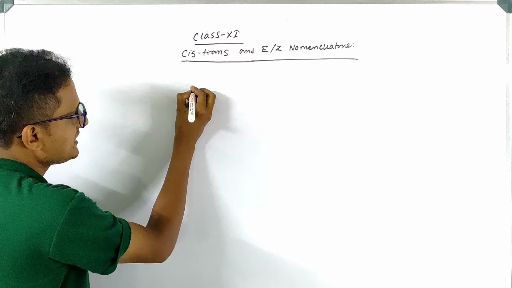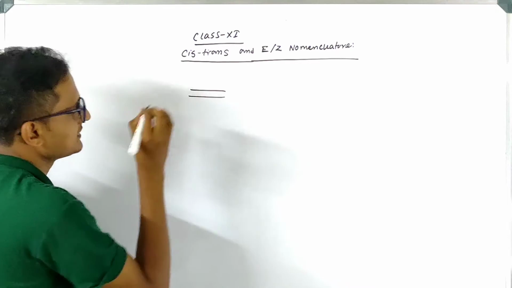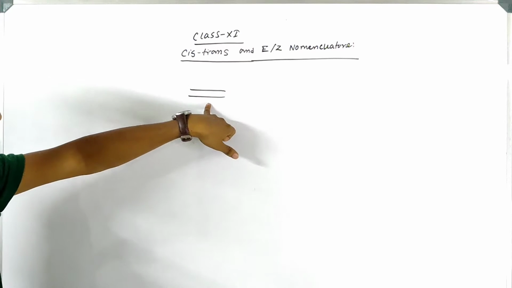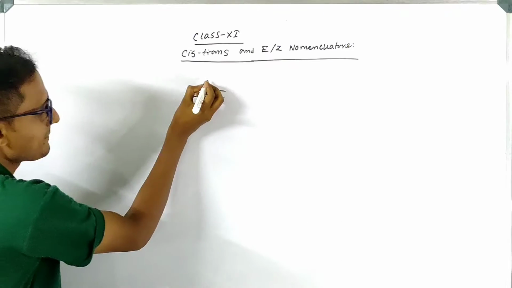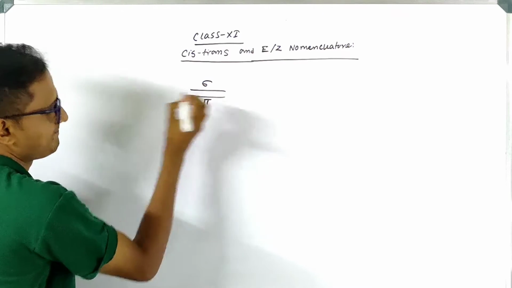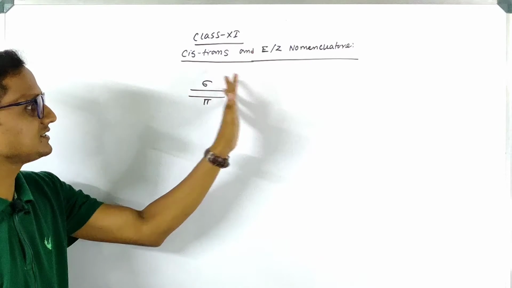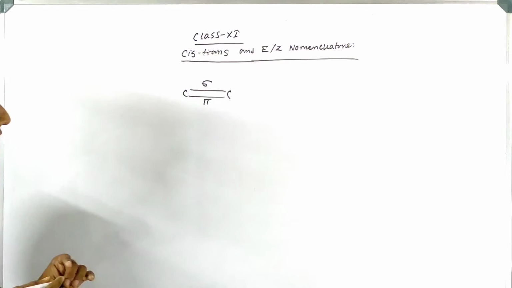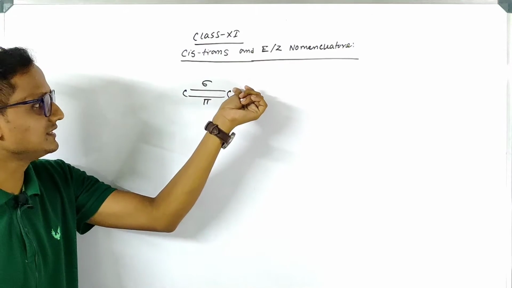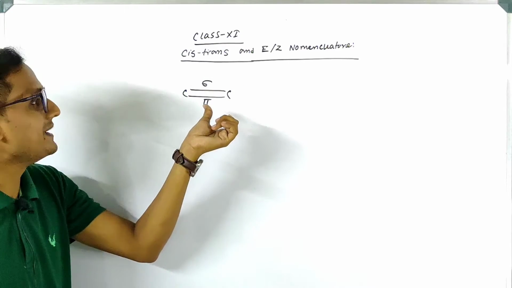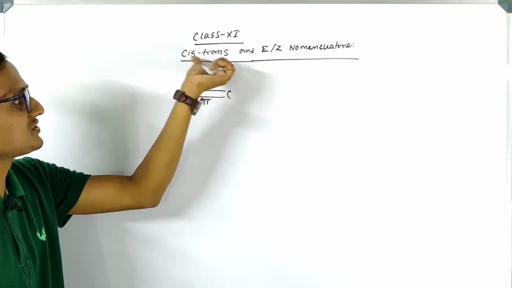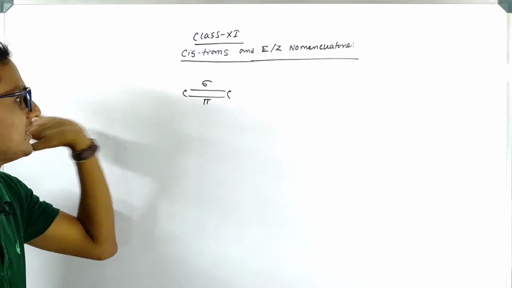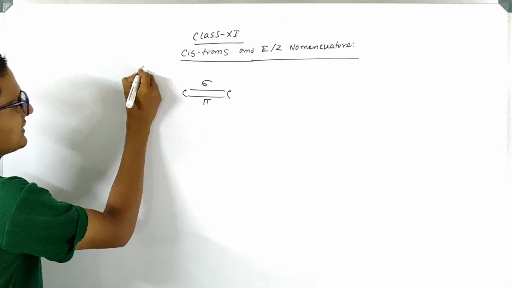If we take a compound like this, which is double bonded, we know this is the double bond, and here one bond is sigma and another one is pi. Now the groups which are attached with this double bond, that means the carbon, these two are the carbon. On the basis of the groups attached with these carbons, we will see the Cis-trans and EZ nomenclature. First of all we will start the Cis-trans nomenclature.